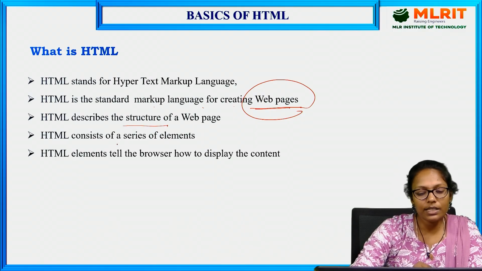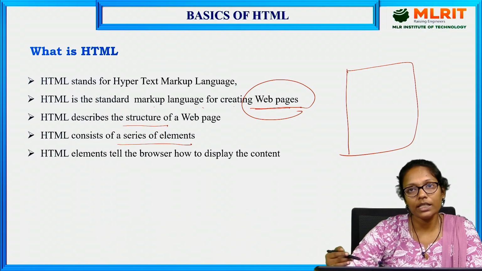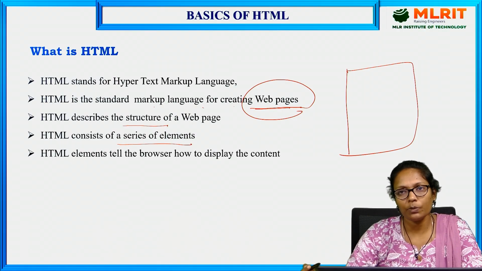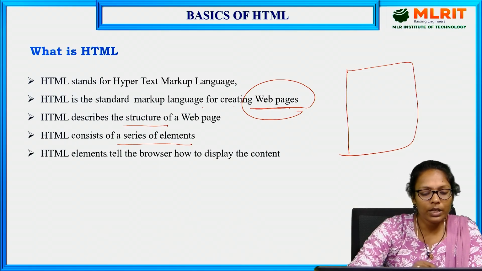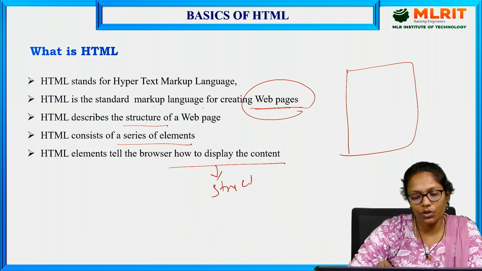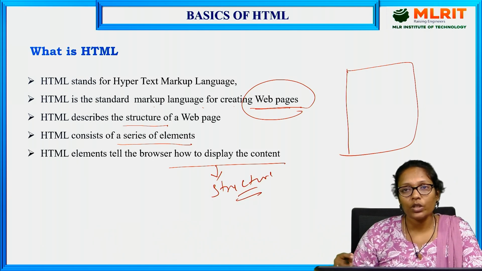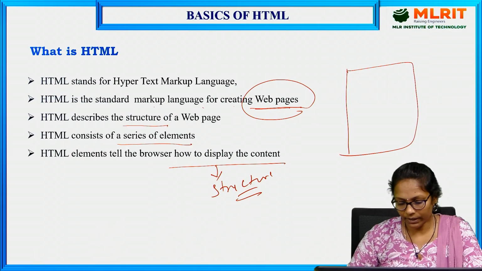And it consists of a series of elements. Whatever web page you can see contains a series of elements, like a text box, a drop down box, a button, a checkbox, or a radio button. We consider all these as elements. And HTML elements tell the browser how to display the content. You can also call it a structure. So HTML will provide a basic structure of your web page, and it will tell the browser how to display the content.